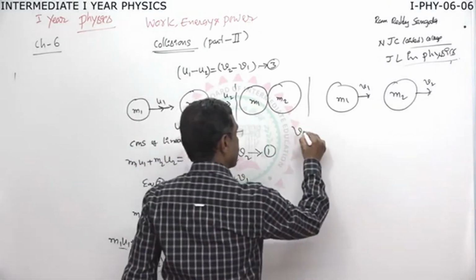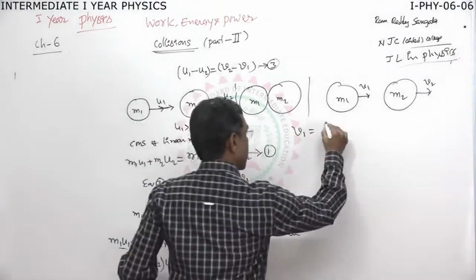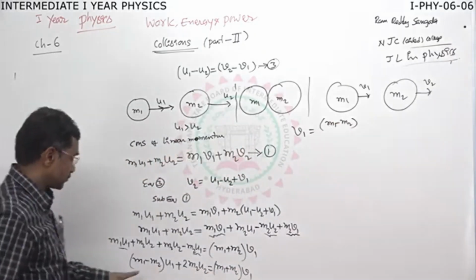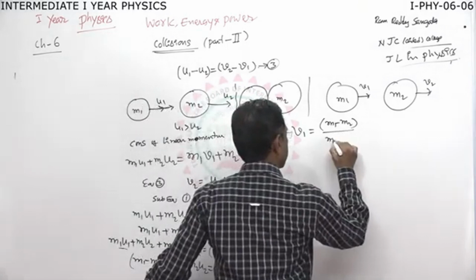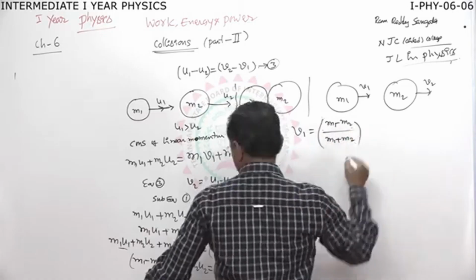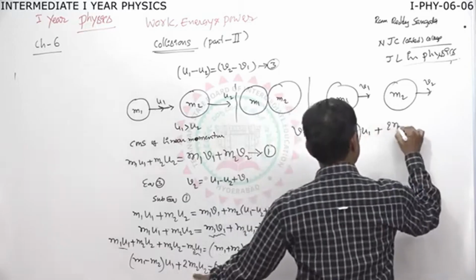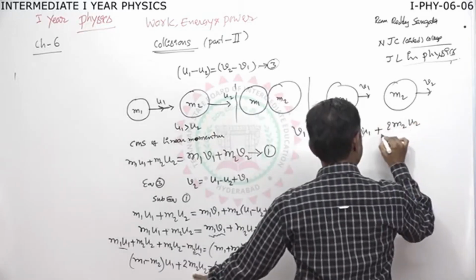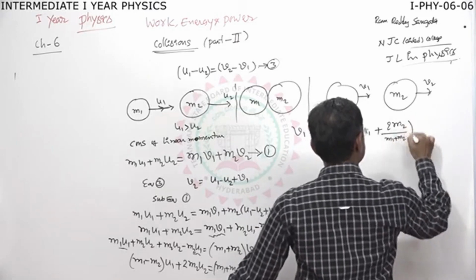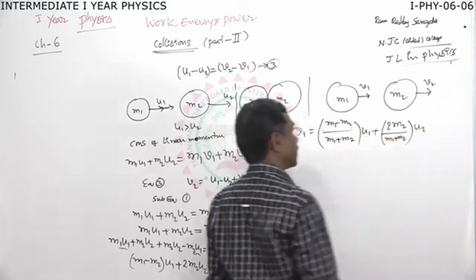Therefore, the final velocity of the first ball after collision is given by M1 minus M2, this goes to the denominator, divided by M1 plus M2, multiplied with U1, plus the second term 2 M2 U2 divided by M1 plus M2. This is a very simple equation, absolutely simple if you understand this.